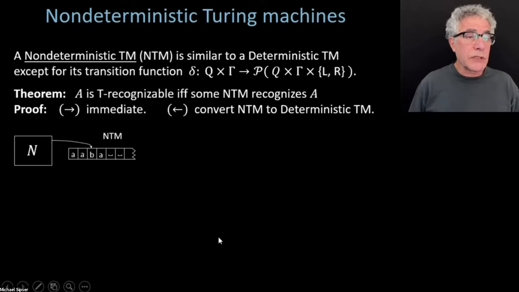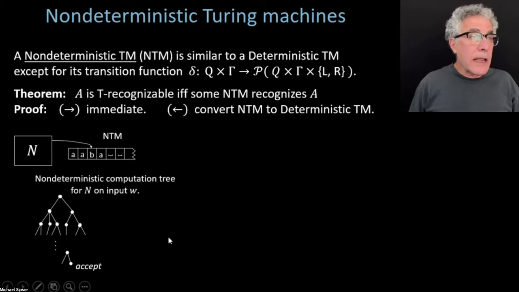We'll take a non-deterministic Turing machine. Here's our picture, and we're going to now imagine its computation in terms of a tree. So here is the non-deterministic computation tree for N on some input w. N for non-deterministic. Here is the tree. Somewhere down here, it might end up accepting. And as I mentioned, the overall computation is accepting if there is some place here that's accepting.